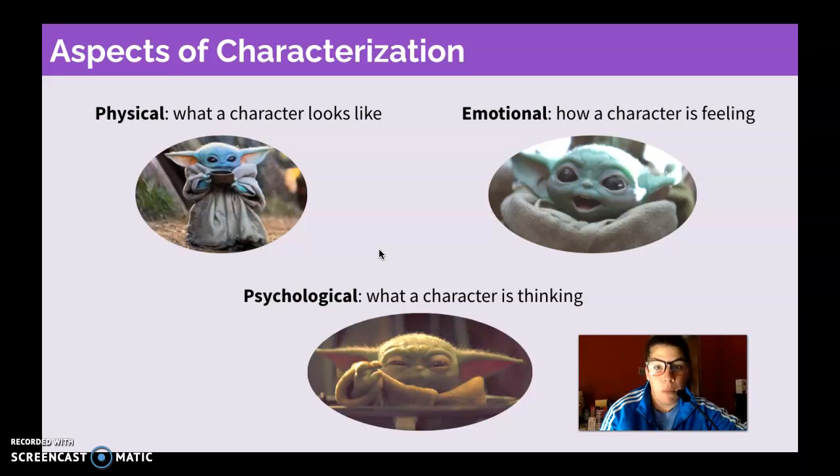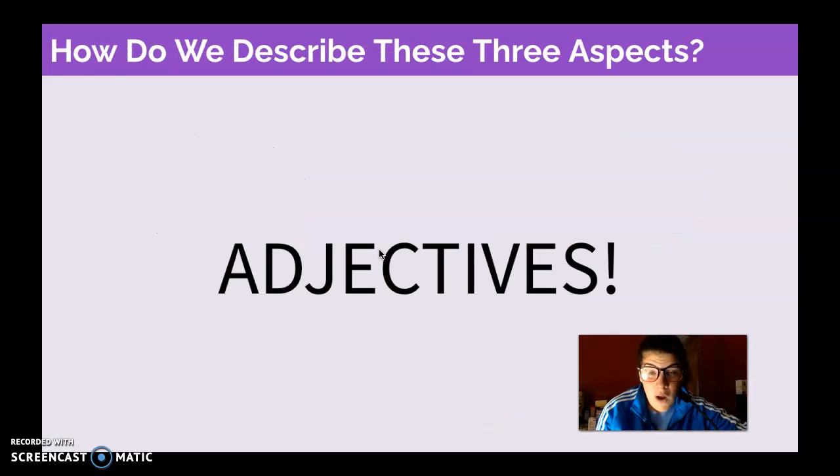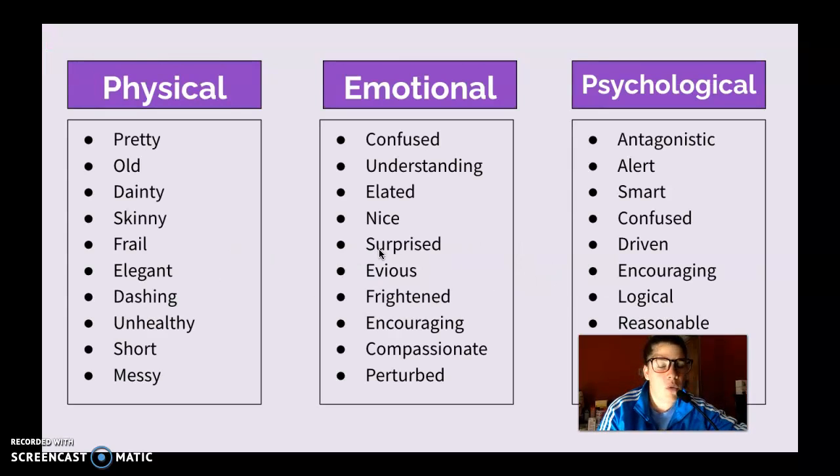When you describe these aspects, so you describe them physically, emotionally, and psychologically, the way we do that is simply through adjectives. Adjectives are describing words or terms. Whenever you're trying to break down a character, the best way to provide details for that character is through adjectives. Physically, I'm seeing someone who might be pretty, old, frail, elegant, unhealthy, short, messy. I physically see those things.